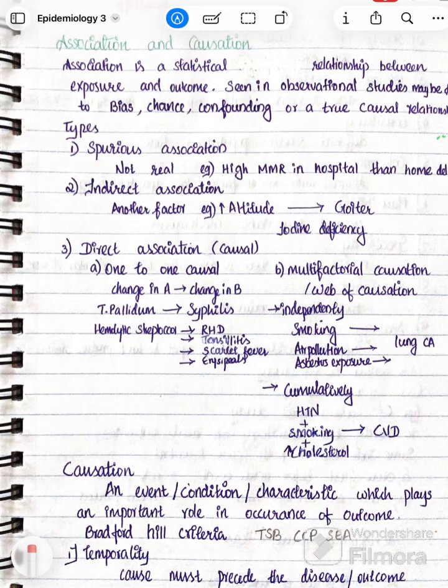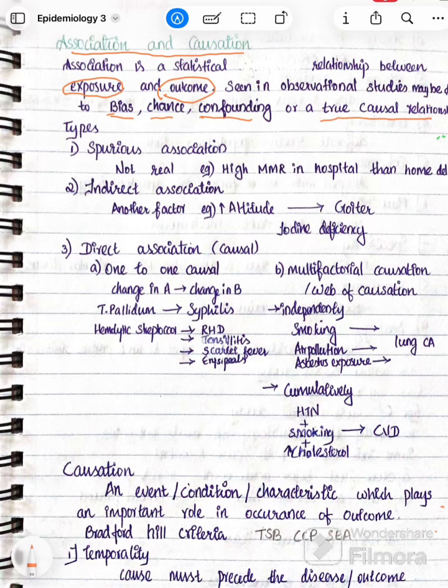Hello everyone, welcome to this lecture: Association and Causation. Association is a statistical relationship between the exposure and the outcome. Seen in observational studies, it may be due to bias, it may be due to chance, it may be due to confounding, or due to a true causal relationship.